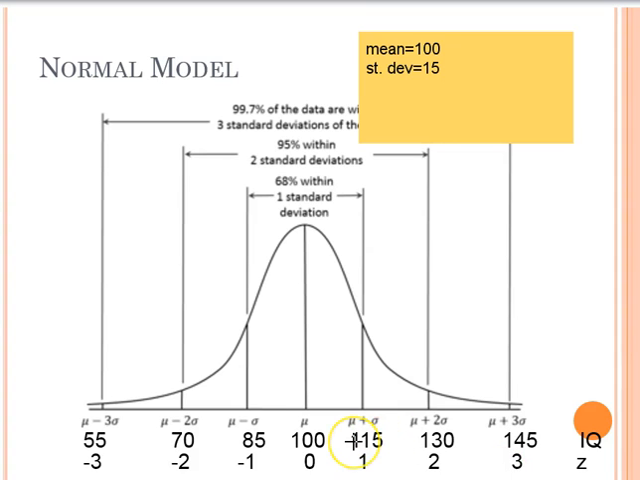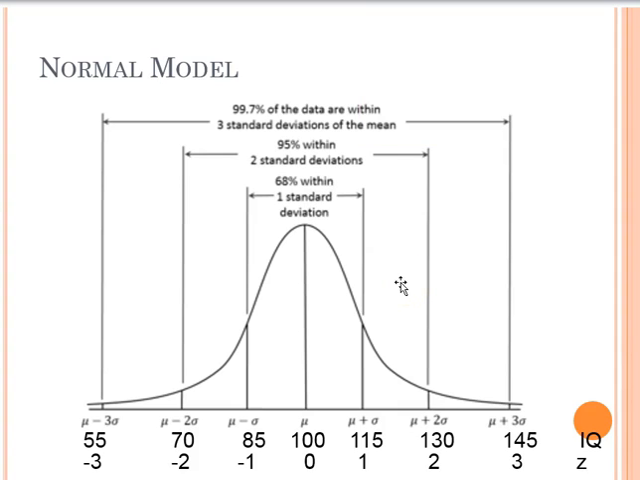So every IQ score is going to have a unique z-score associated with it. So an IQ of 130 is going to have specifically a z-score of 2. An IQ of 145 is going to specifically have a z-score of 3. And this is going to help us then to answer questions.